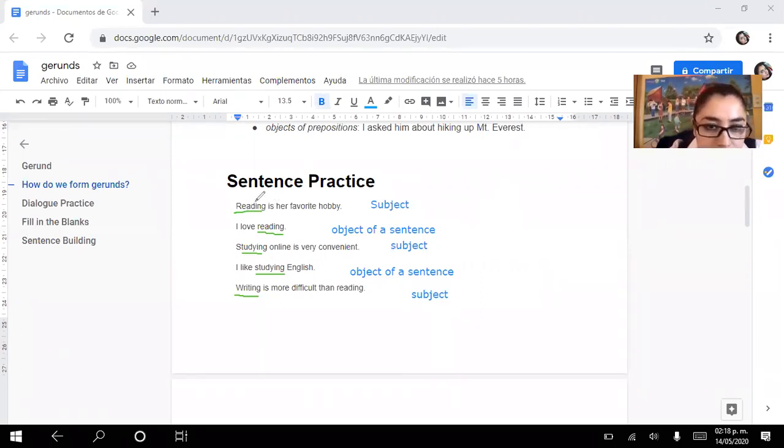As you can see here, reading is at the beginning of the sentence. Then in number 2, love, you have a verb, and next to the verb, you have the gerund. Here, studying is at the beginning of the sentence. Then, like, a verb and next to it, the gerund. Writing is at the beginning of the sentence. Okay?